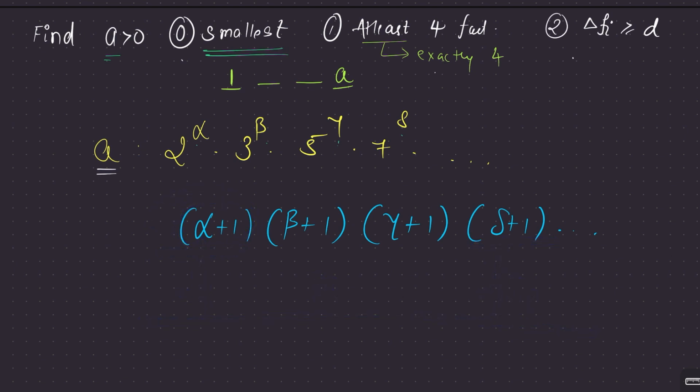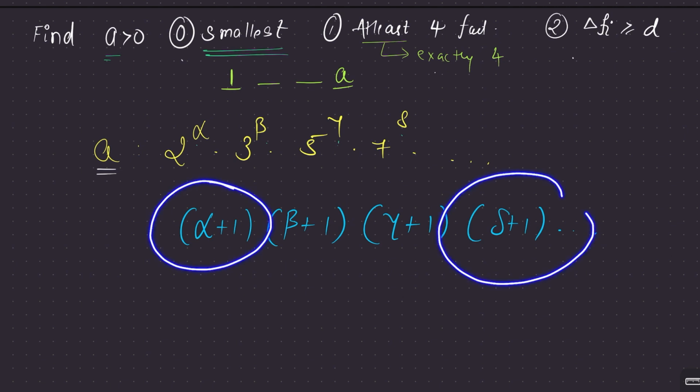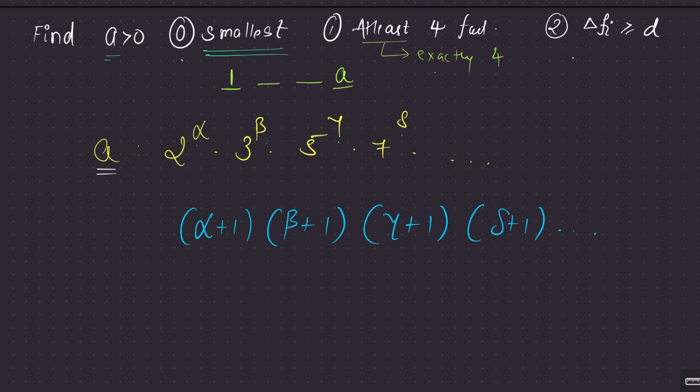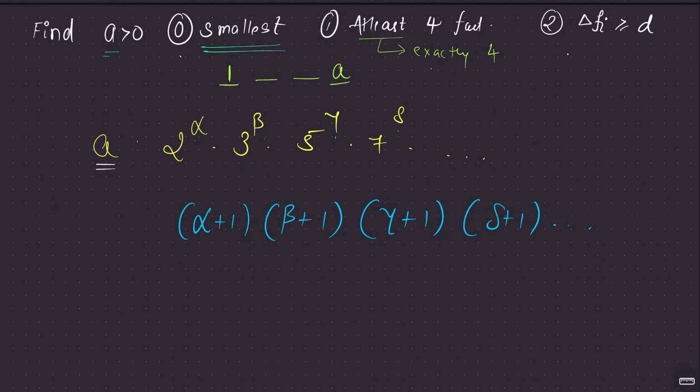In other words, you don't want more than 2 prime factors in your factorization, because if you set more than 2 powers to be greater than or equal to 1, you will get more than 4 factors. For example, if you have, let's say, 1 here, 1 here, and 1 here, then all in all you will have what?